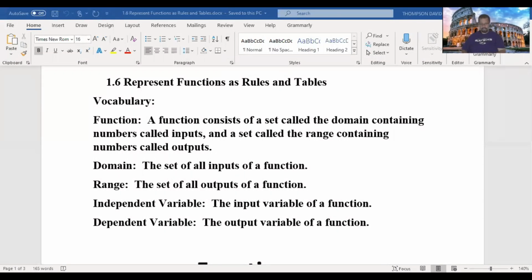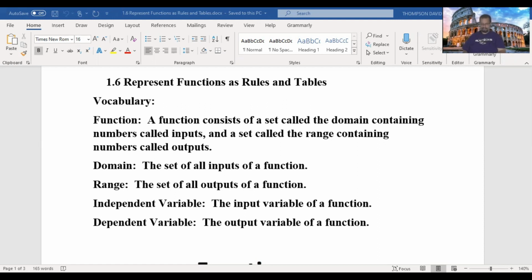In this video, we're going to talk about representing functions as rules and tables. First, the vocabulary. A function consists of a set called the domain containing numbers called inputs and a set called the range containing numbers called outputs. The domain is a set of all inputs of a function. The range is a set of all outputs of a function.